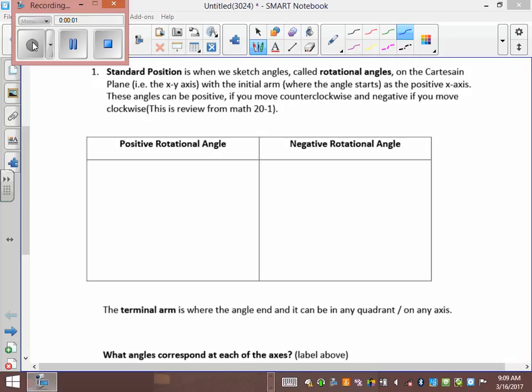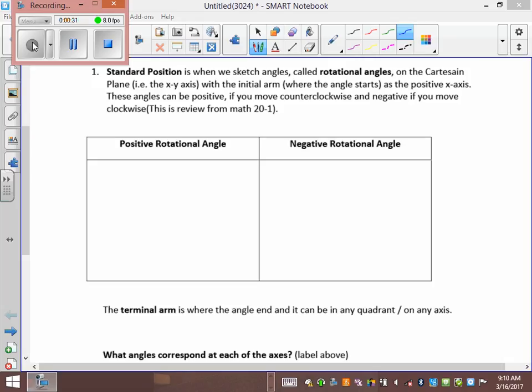Standard position is when we sketch angles called rotational angles on the Cartesian plane, the XY axis, with the initial arm where the angle starts at the positive X axis. You always start at the positive X axis, and then you either go counterclockwise if it's positive, or clockwise if it's negative. We didn't really do clockwise in grade 11. We did counterclockwise. We did all the positive angles, but now we're also going to incorporate negative angles too.